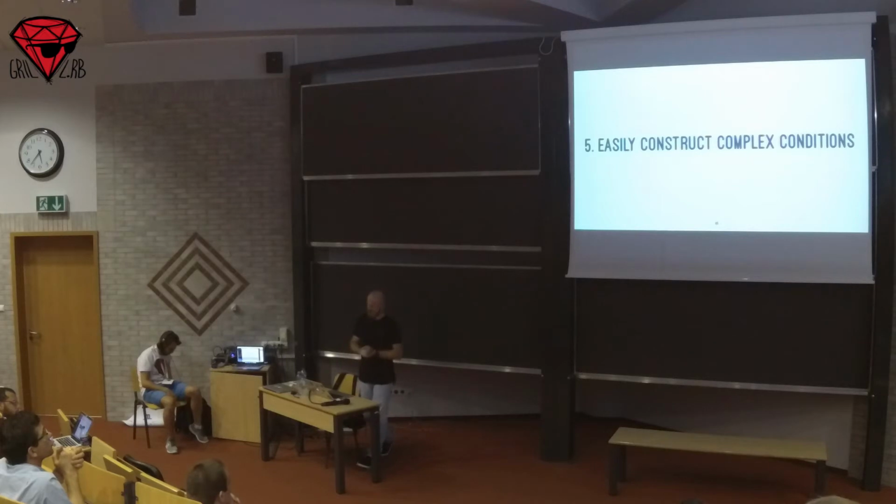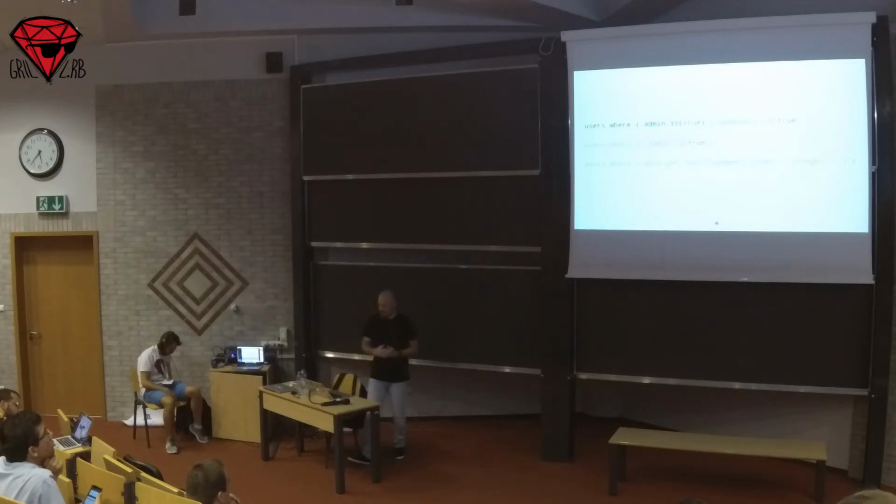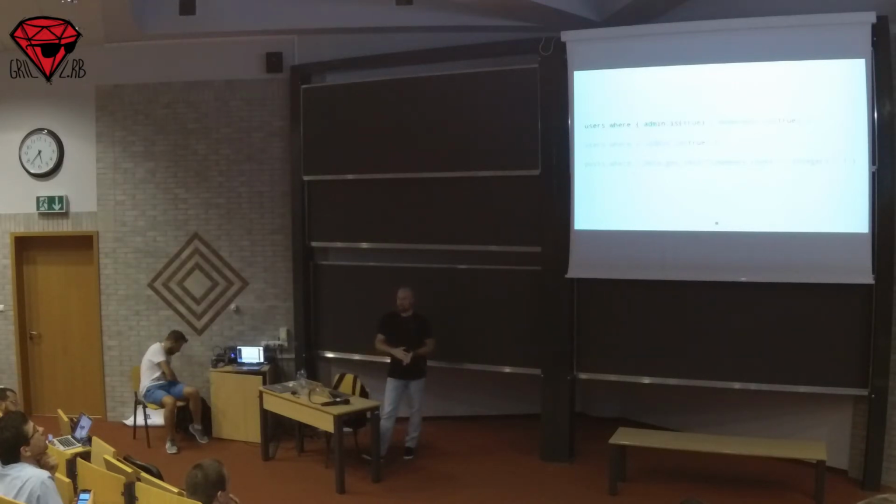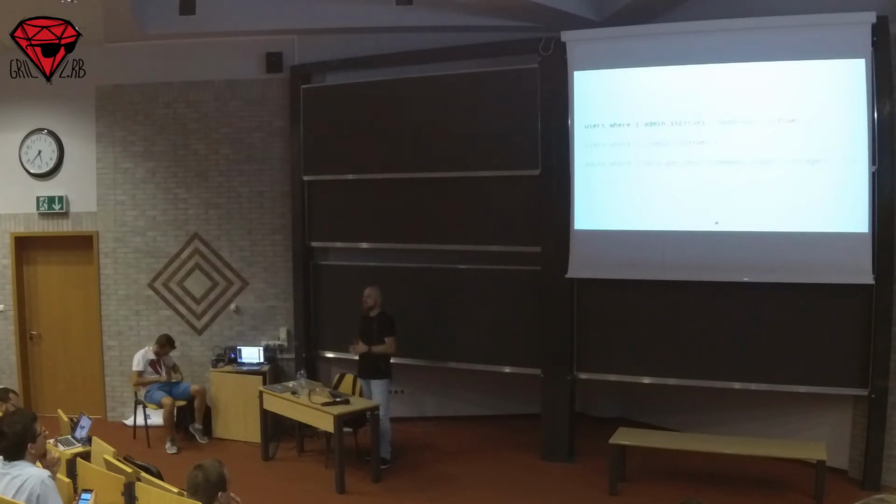5, easily construct complex conditions. I might be biased, so maybe don't listen to me, but I really think that we have the best query DSL in Ruby. Although I have to admit that we do use SQL, and like 80% it's SQL, 20% it's ROM, but the additions that we have are pretty significant, especially the schema API with attributes, with database-specific extensions like this JSON-B that I showed you.